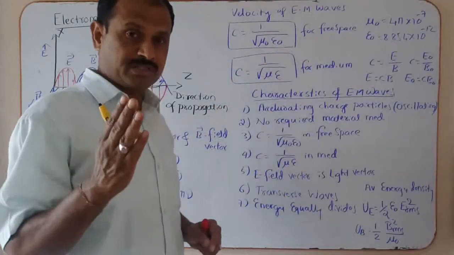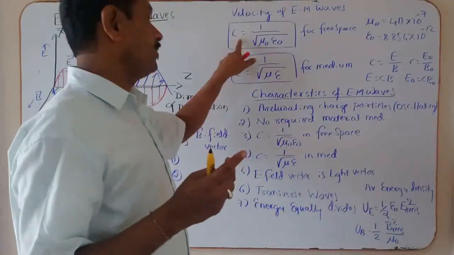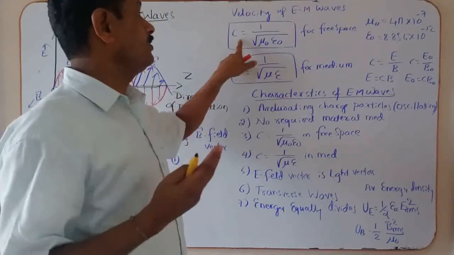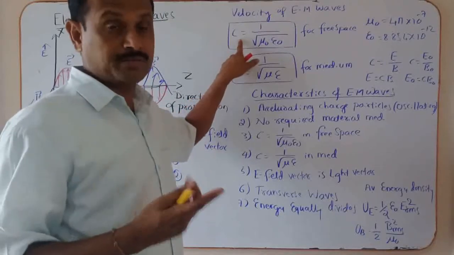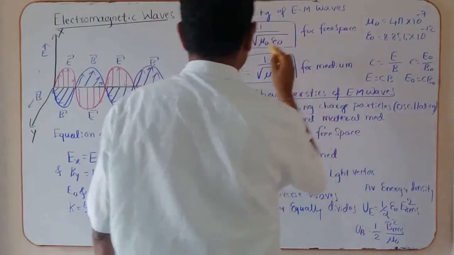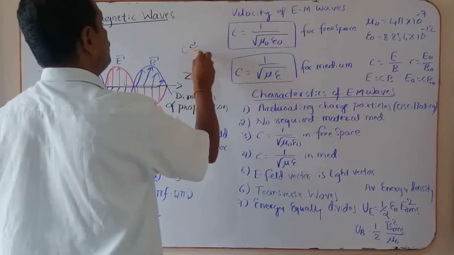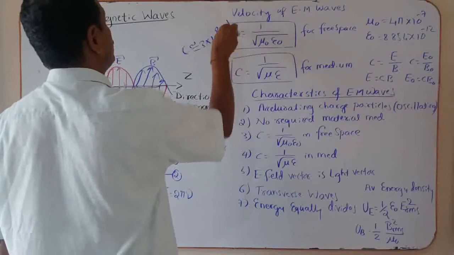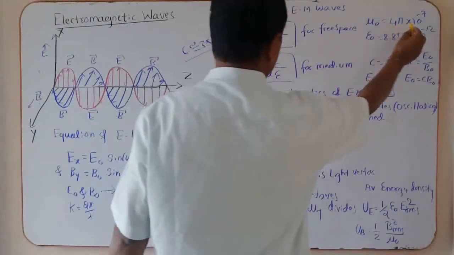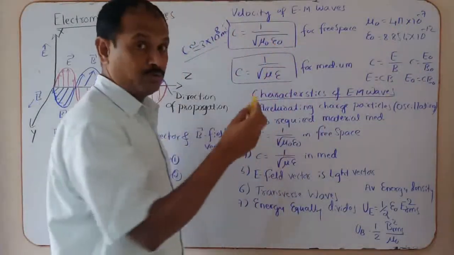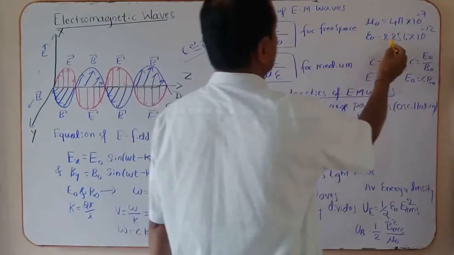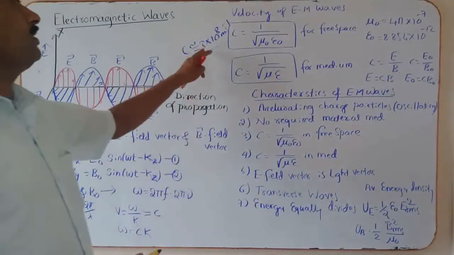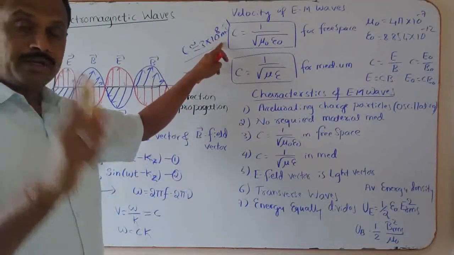It is a very, very important expression. It may be asked in the examination for 1 mark or 2 marks. For 1 mark you write the expression, and for 2 marks you write the expression and explain the terms. Suppose you substitute these values in this expression, c is nearly equal to 3 into 10 to the power of 8 meter per second. Mu naught is 4 pi into 10 to the power of minus 7, and epsilon naught is 8.854 into 10 to the power of minus 12. Practice it at home and calculate it. Definitely you will get the answer, 3 into 10 to the power of 8 meter per second.